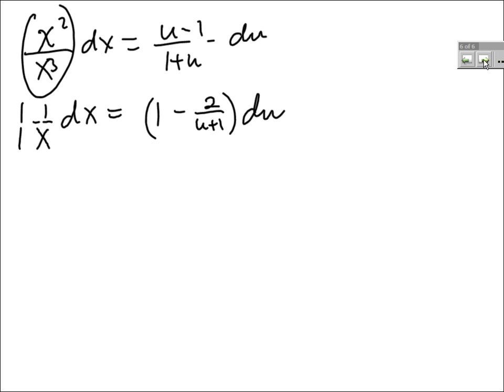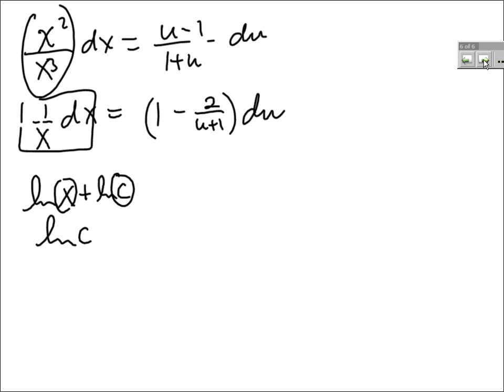Now, this integral is just ln of x. And I just feel like putting the constant here. Plus a constant. Ln of c is a constant. But ln of one thing plus ln of another thing is ln of the product. That's what the left side equals. The right hand side: the integral of 1 du, I'm integrating both sides. The integral of 1 du is u. Now, minus, what is the integral of 2 over u plus 1 du?